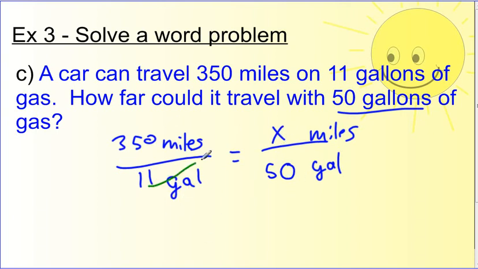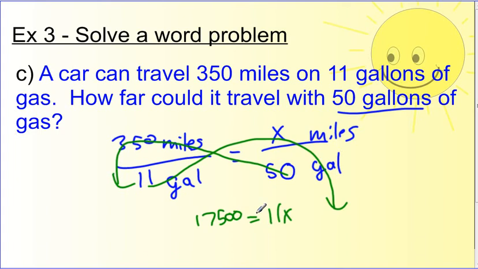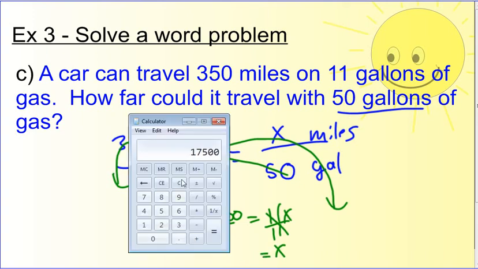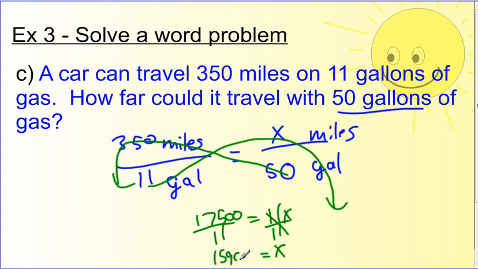So now when we cross multiply, 11 times x is 11x. 50 times 350, I could probably do it, but I don't want to. 50 times 350 is 17,500. Divide both sides by 11. These cancel. X equals 17,500 divided by 11, which is 1,590.9. And the label there is miles. So if I had a 50-gallon tank, I could go 1,590 miles before I need to fill up.